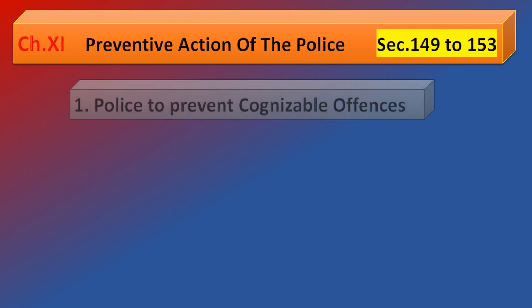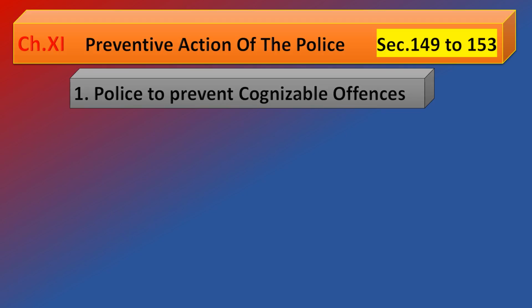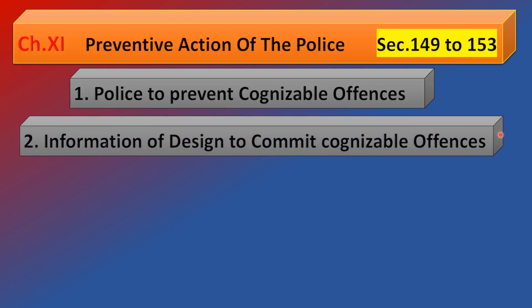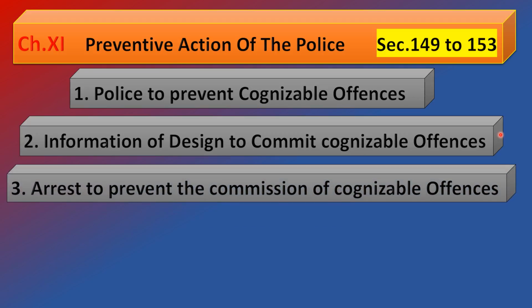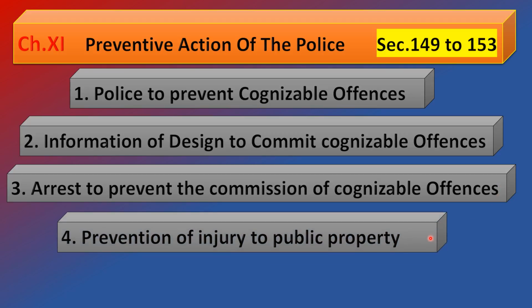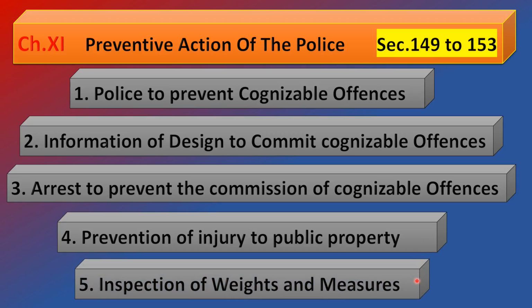Let's cover a small chapter. This is for a change not on the magistrate but on the police. Chapter 11: Preventive Action of the Police. It is covered under section 149 to section 153. The first point is police to prevent cognizable offences. The second point, information of design to commit cognizable offences. The third point is arrest to prevent the commission of cognizable offences. The fourth point, prevention of injury to public property. And the fifth and the last one, inspection of weights and measures.